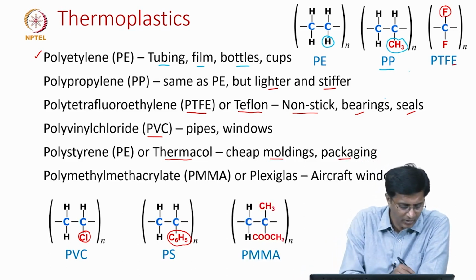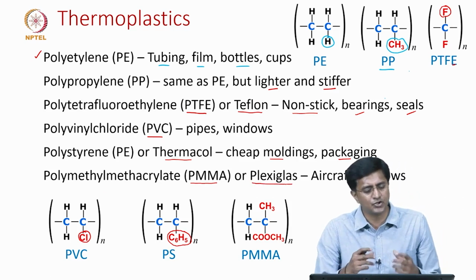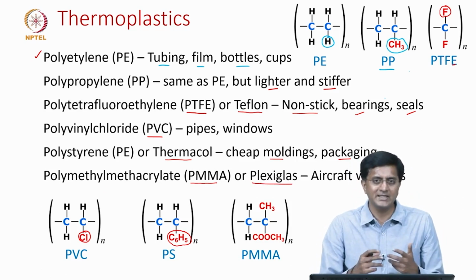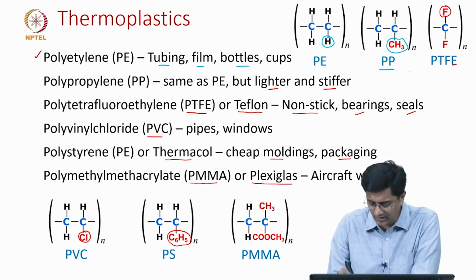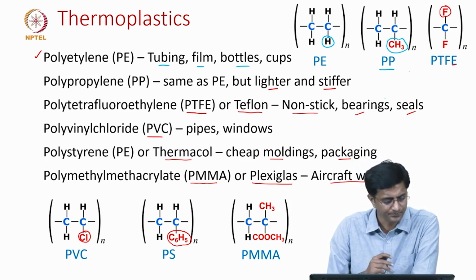Finally we look at polymethyl methacrylate, in short PMMA. Its commercial name is plexiglass. This is a strong polymer which is like glass. So it is used in aircraft windows and many other applications.